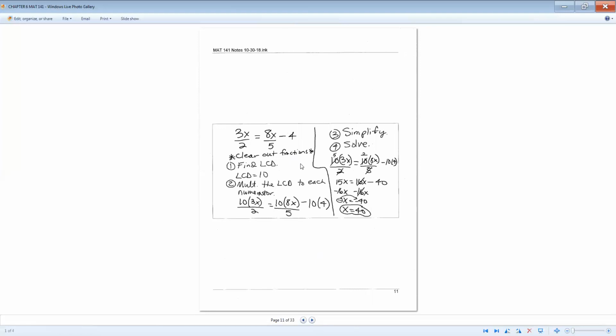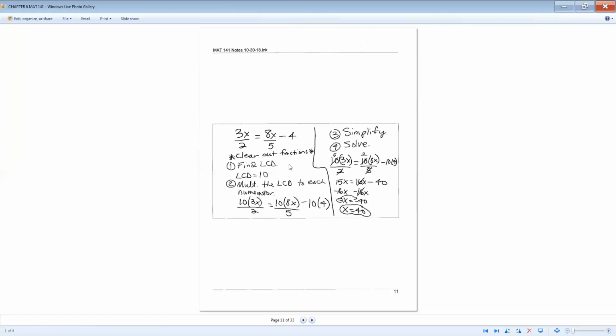If we have fractions involved, we can do what we call clearing out your fractions. The first thing you want to do is find the LCD of each denominator in the problem. So we have 2 and 5 that are denominators. The lowest common denominator of 2 and 5 would be 10. That's the smallest number that both of them can divide into evenly. 2 and 5 can divide into 10 evenly.